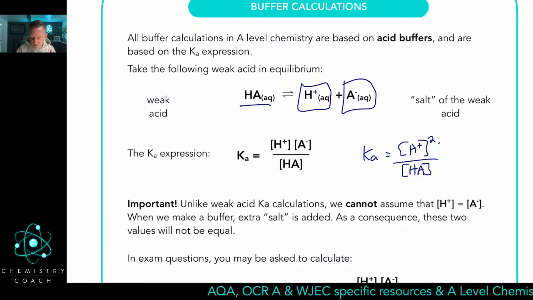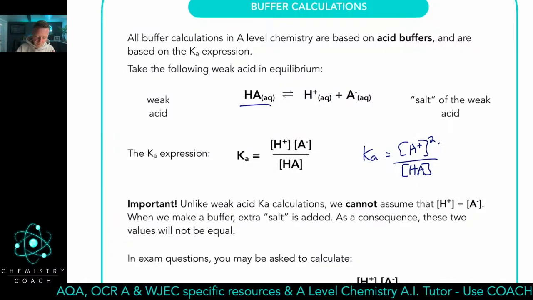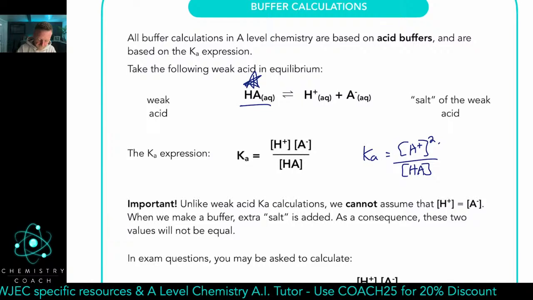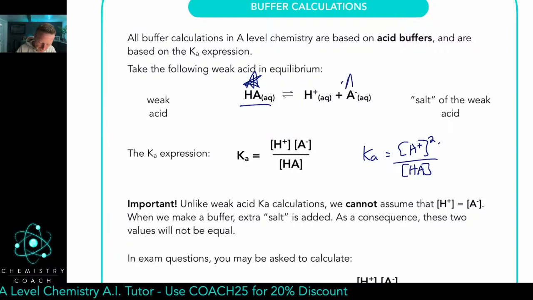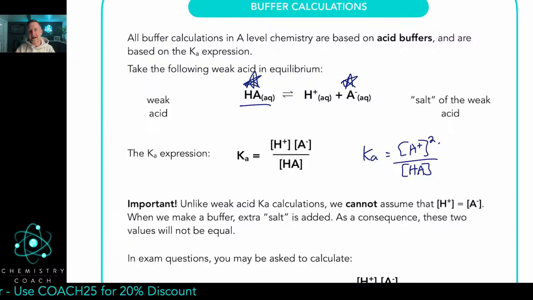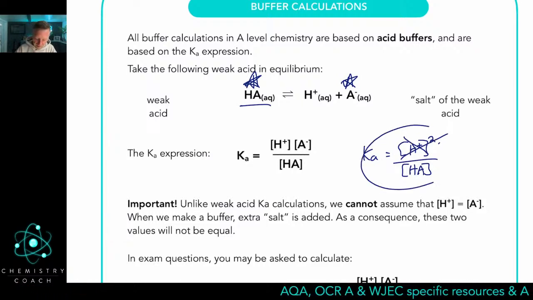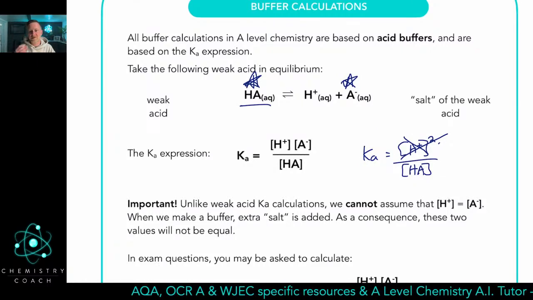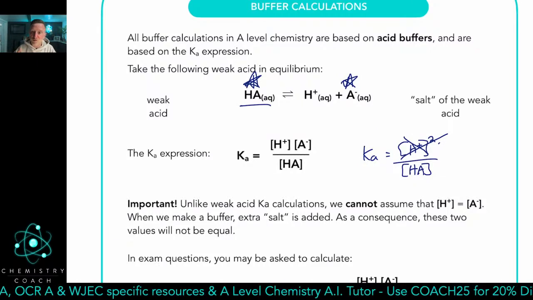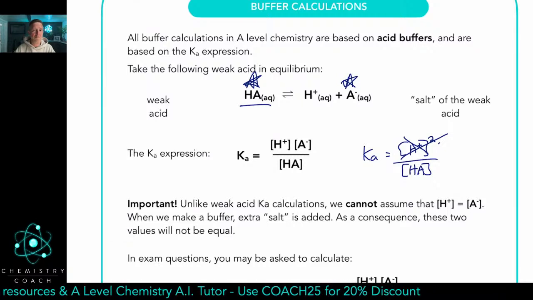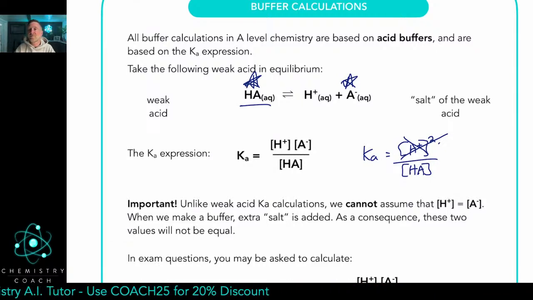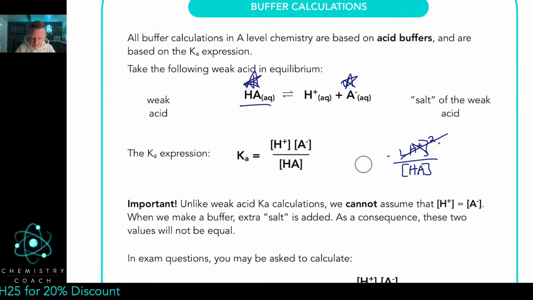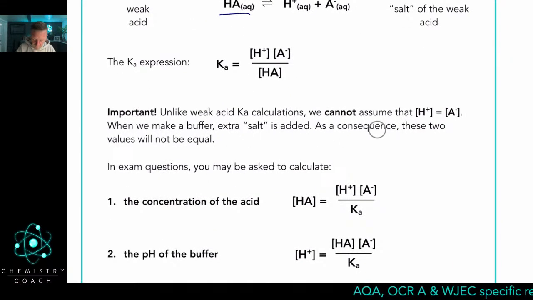Not true in a buffer, because what we've done is we've added a weak acid and artificially added more of these anions by adding the salt. So no longer are these two things the same. So we cannot use this expression over here when it comes to buffers, because H plus and A minus are not the same concentration. They might be in a random kind of question, but they're not, because we've artificially added the salt. So as I've said here, we can't use that.